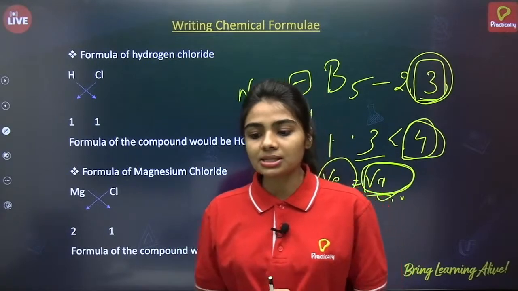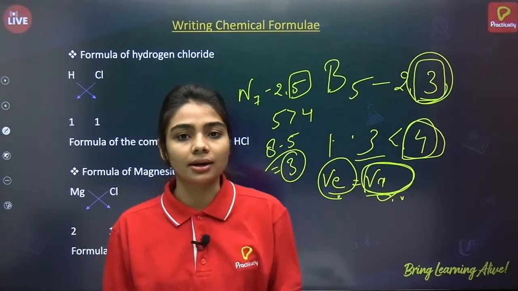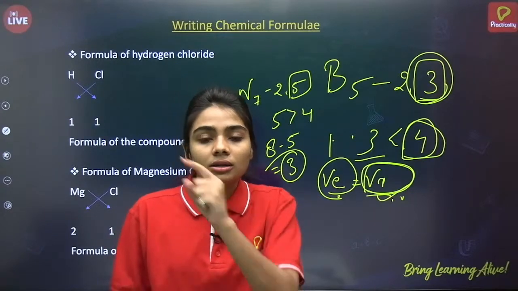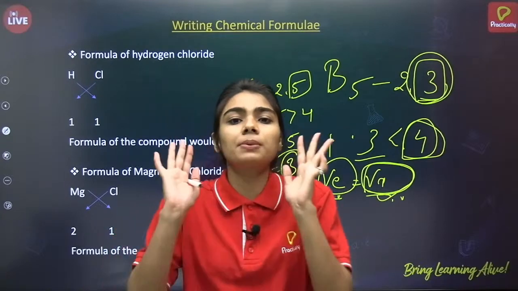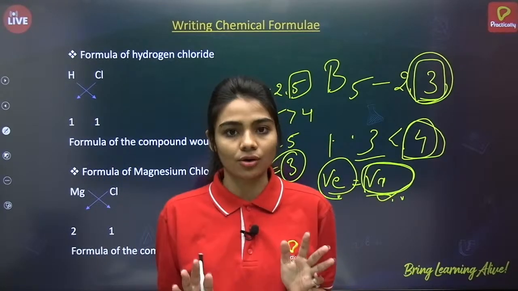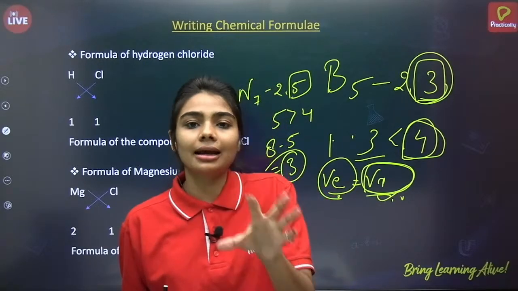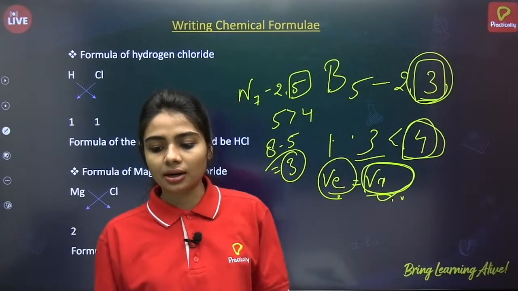So Aslam is asking that 8 is constant, why are we subtracting it from 8? Because we need to complete the octet, and the octet is completed when there are 8 electrons. Correct? When there are 8 electrons, then the octet will be completed. That's why we are subtracting it from 8.